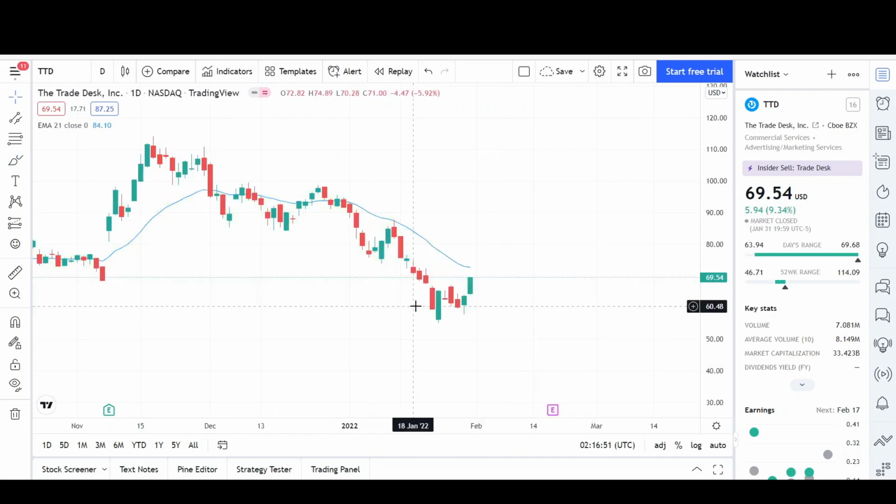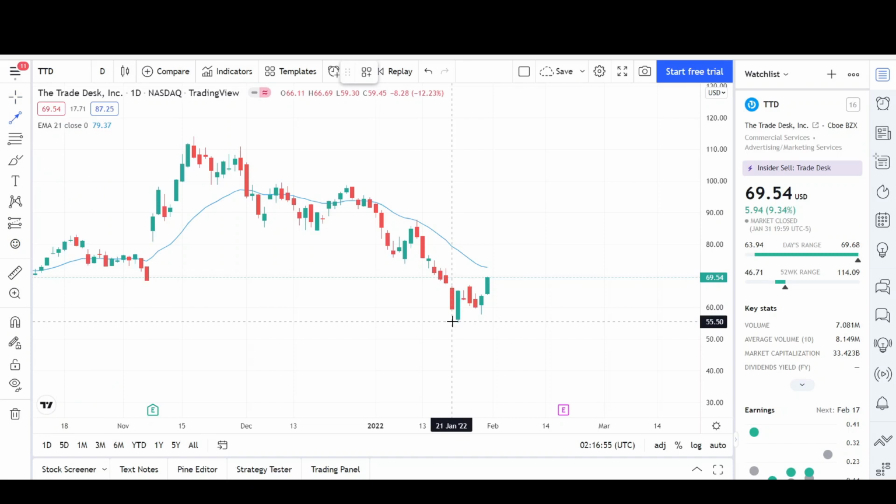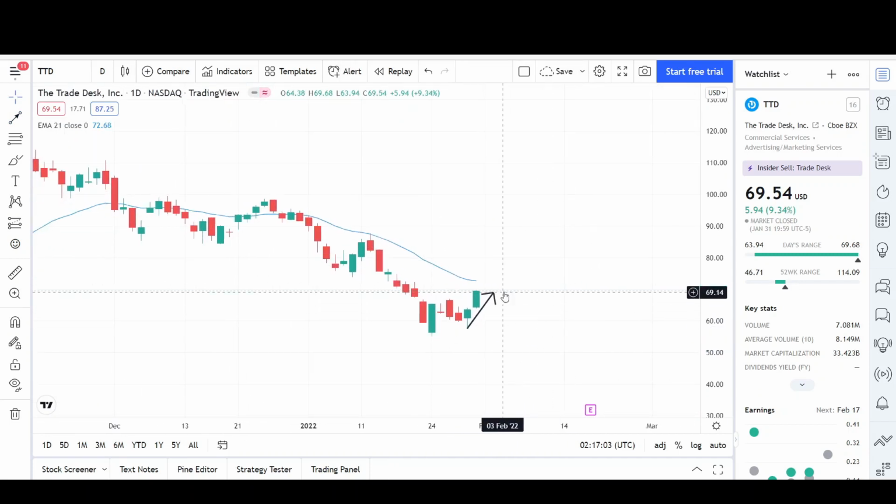Let me go and erase the drawings. So this is normally what you would see in a trend. You see a pullback. This was the first leg up, and this was the second leg up, and that's pretty much exactly where we went today. We went right to that $69 level.